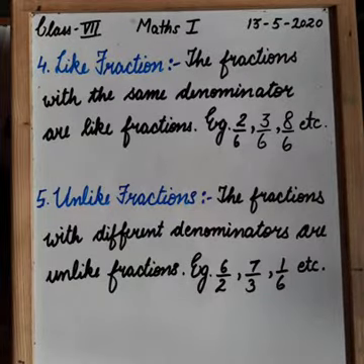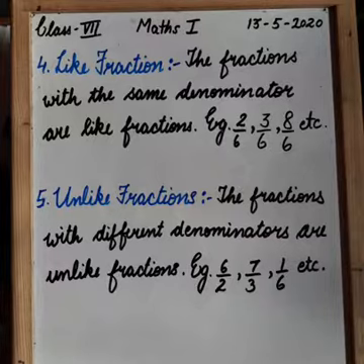Like fractions. The fractions with the same denominator are like fractions. We can understand this with the help of an example: 2 by 6, 3 by 6, 4 by 6, 8 by 6, etc. You can see that all are having the same denominator. When the fractions have the same denominator, they are known as like fractions.